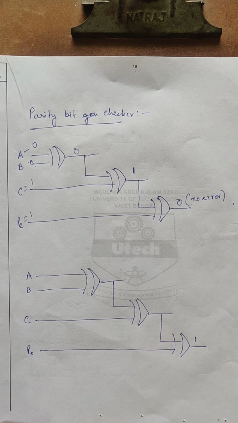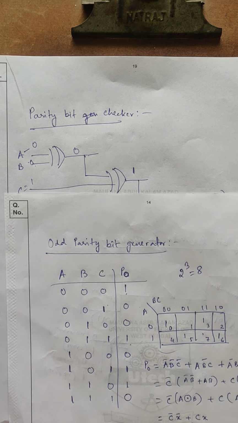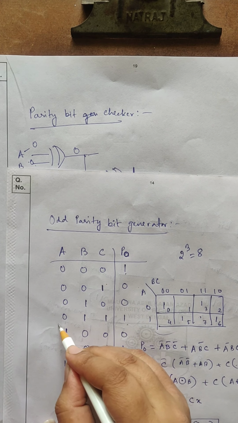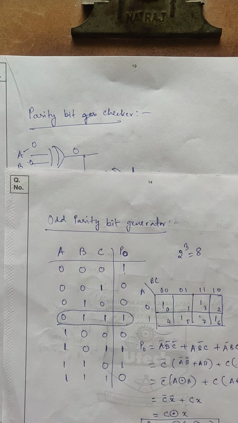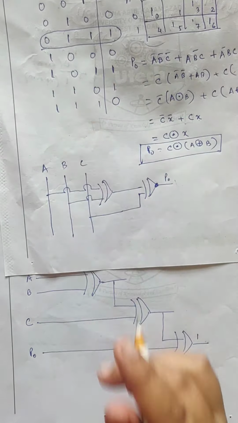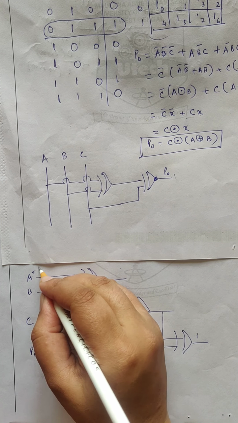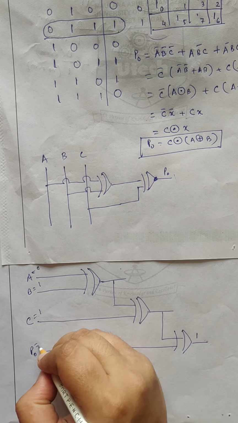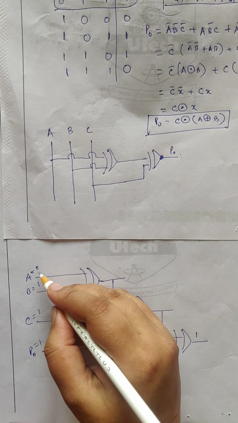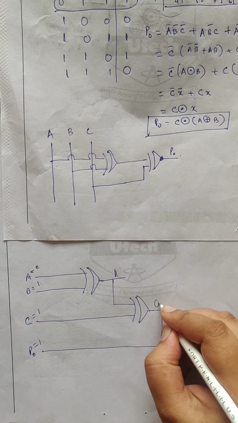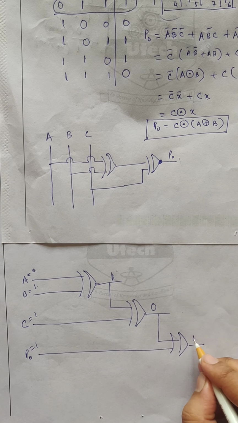Similarly, if I use the truth table of my odd parity, what do we see here? If I consider this number, what do I get here? A is 0, B is 1, C is 1, and P is also 1. So 0 XOR 1 is 1, 1 XOR 1 is 0, 0 XOR 1 is 1.